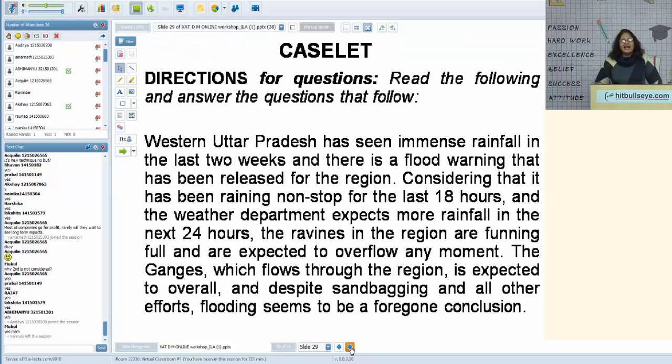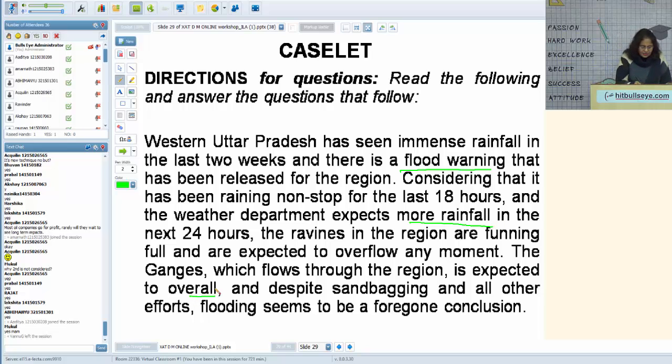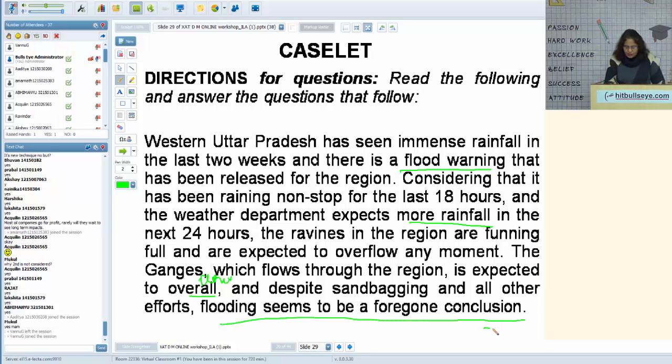Here again we have a caselet, and this is about a government situation where there is too much rainfall, and the situation turns into a crisis because of natural causes. So what does one do? How does one act in such a situation? What we have is there is a flood warning, and more rainfall is expected, and the Ganges might just overflow. And flooding seems to be a foregone conclusion. Very important here.